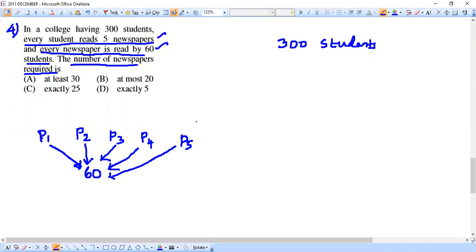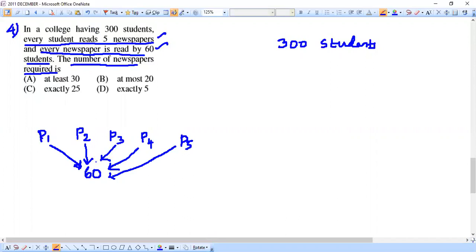Do you understand this? Here is the situation. You may wonder, why should we necessarily do this? Why do we take paper 1 read by 60 students, paper 2 by 60 students? Why are we taking paper 1, 2, 3, 4, 5? See, the question itself is given like that only. That is the reason we are taking it like this. Now see whether our question's condition is satisfied or not. Every newspaper is read by 60 students. Is it happening or not?